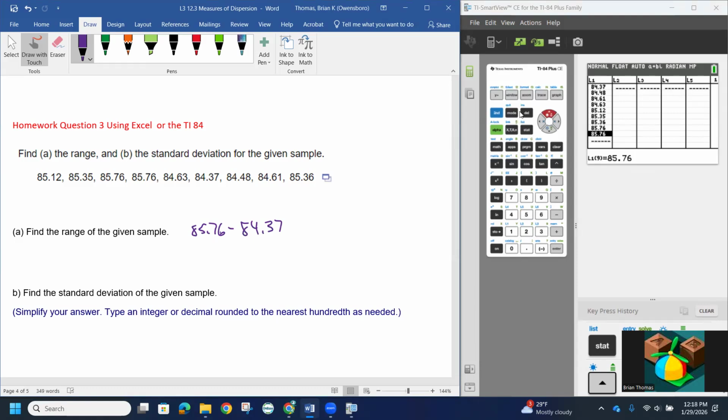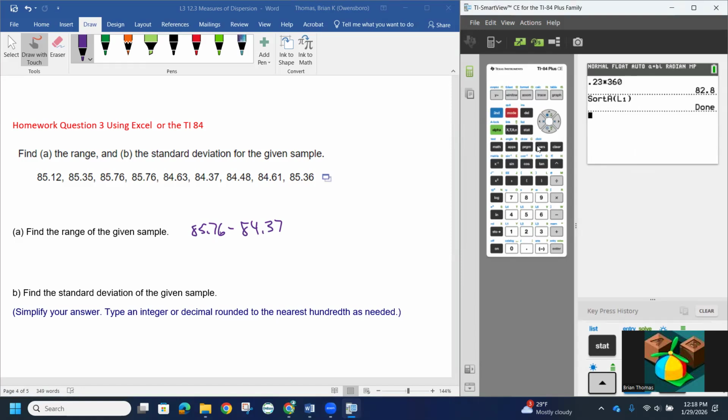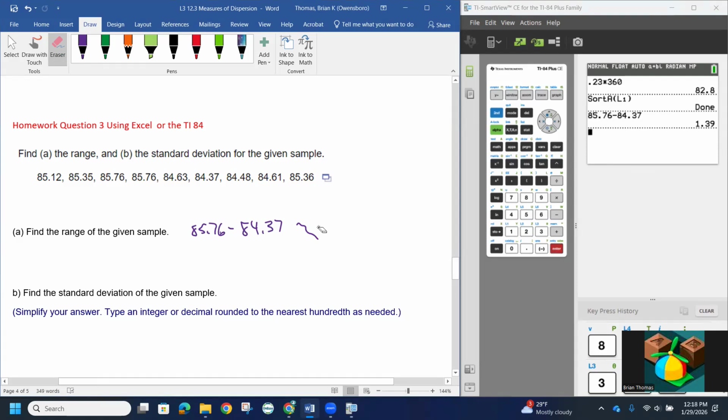So I can quit out of this and just go to my calculator. So 85.76 minus 84.37. Hit enter. So 1.39 would be the range of my data. So I'll get rid of that little squiggly.